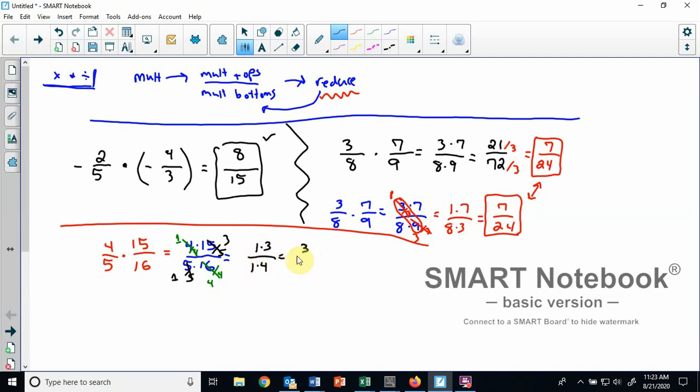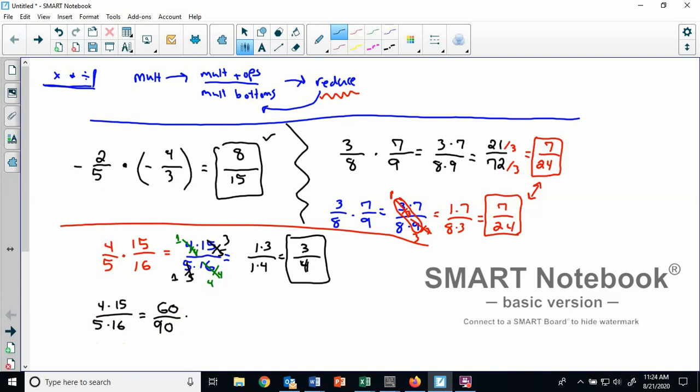1 times 3 is 3. 1 times 4 is 4. 3/4. So if you did not simplify at first, what would we have gotten if I would have just multiplied straight across? These are going to be large numbers. This is going to be 60 up top. And on the bottom, let's see, I believe that is 90. I'm trying to do it in my head. 50 plus 30, yeah, 90.